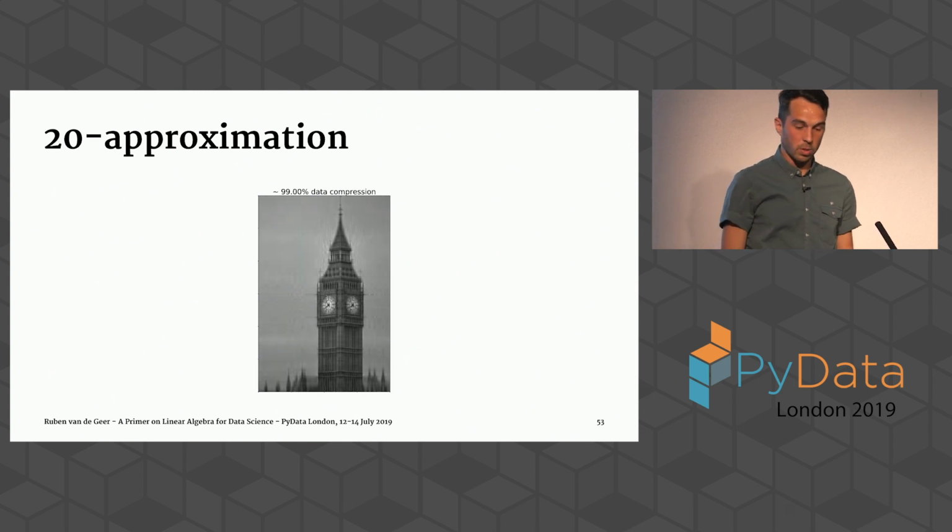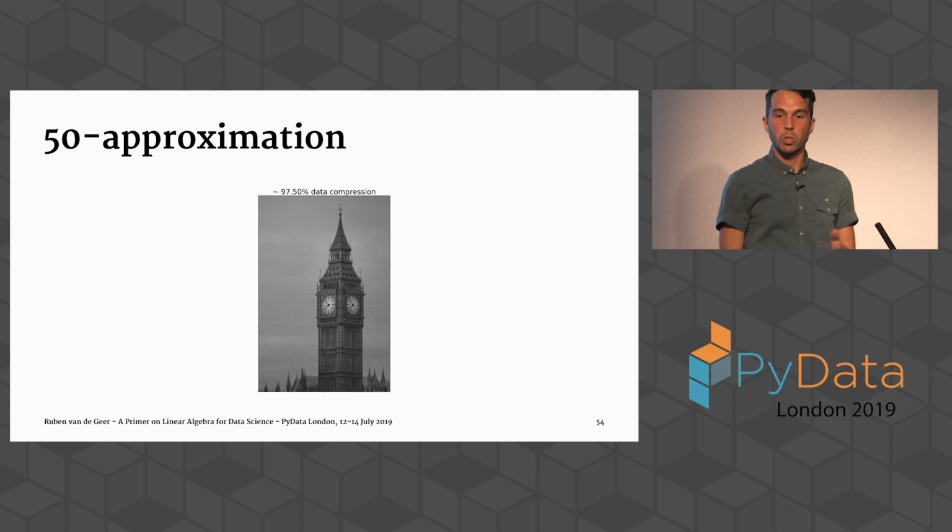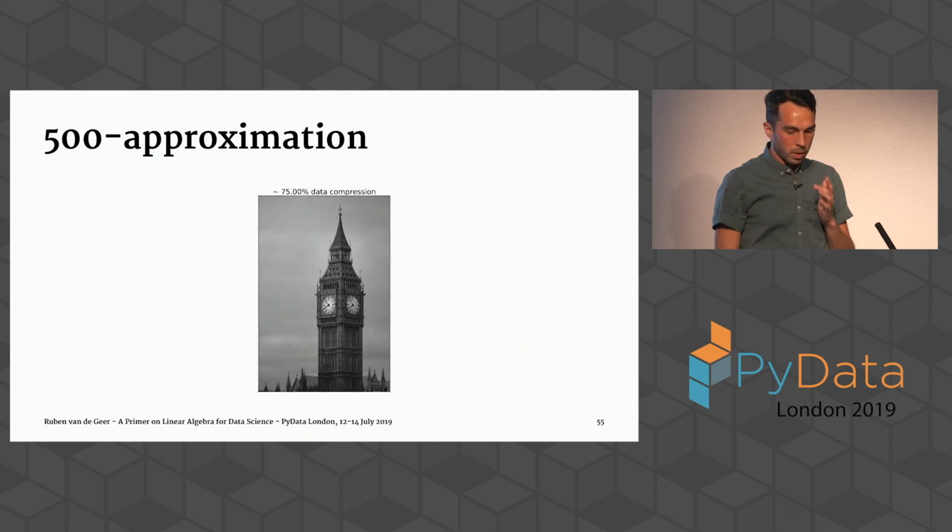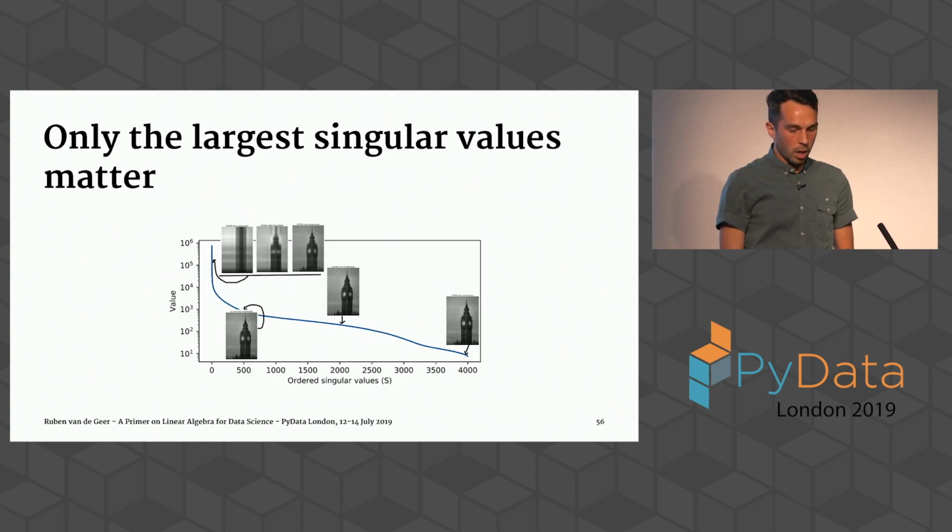And this is 20, so we use the sum of the first 20. And this is 50. And you almost already retrieved the whole picture by using only 2.5% of all the data. And if you go to 500, you basically recover almost the whole picture and still using only 25% of the data.